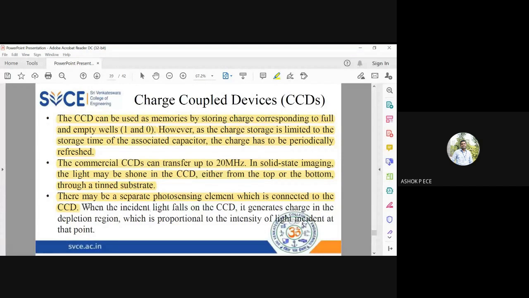So when you are going to have light falling on the CCD, it will generate the equivalent voltage, and that voltage will generate equal and opposite charge in the depletion region, which will be affecting the charge transfer from one potential well to another potential well.